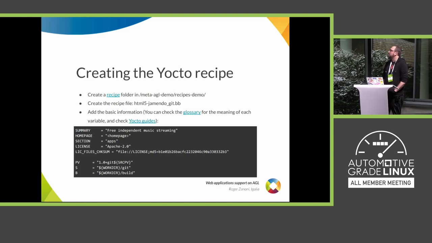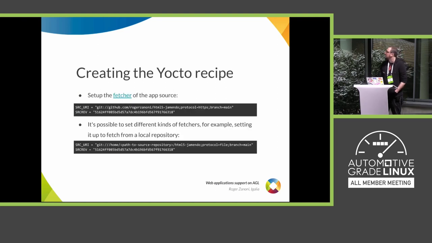Here's where we start to build our recipe for the new web application. For this example, we can call it HTML5 Jamendo Git, because I created the Git repository on GitHub for it. And here's just the basic information. There is more information in the Yocto guides about it. You can set the home page, a few build directory options here. And after that, you will need to set up the fetcher that's going to get your code.